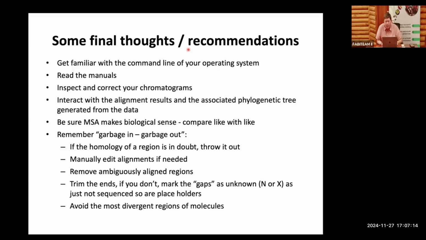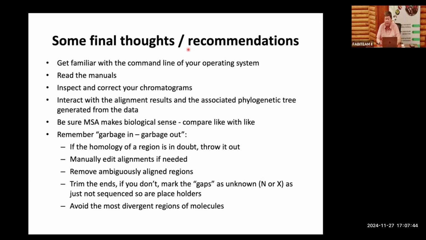Okay. Be sure that the multi-sequence alignment makes biological sense. Compare like with like. You cannot compare beta tubulin with translation elongation factor 1 alpha in the same sequence. You can concatenate data, of course, but you cannot align them in one data set. Same, two different genes. Remember, garbage in, garbage out. If the homology of a region is in doubt, please throw it out.